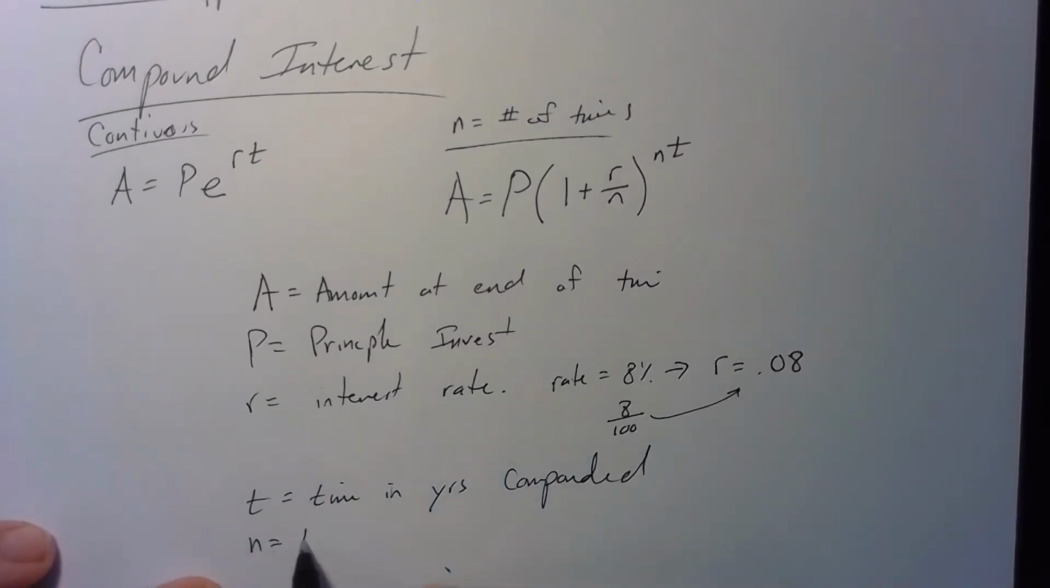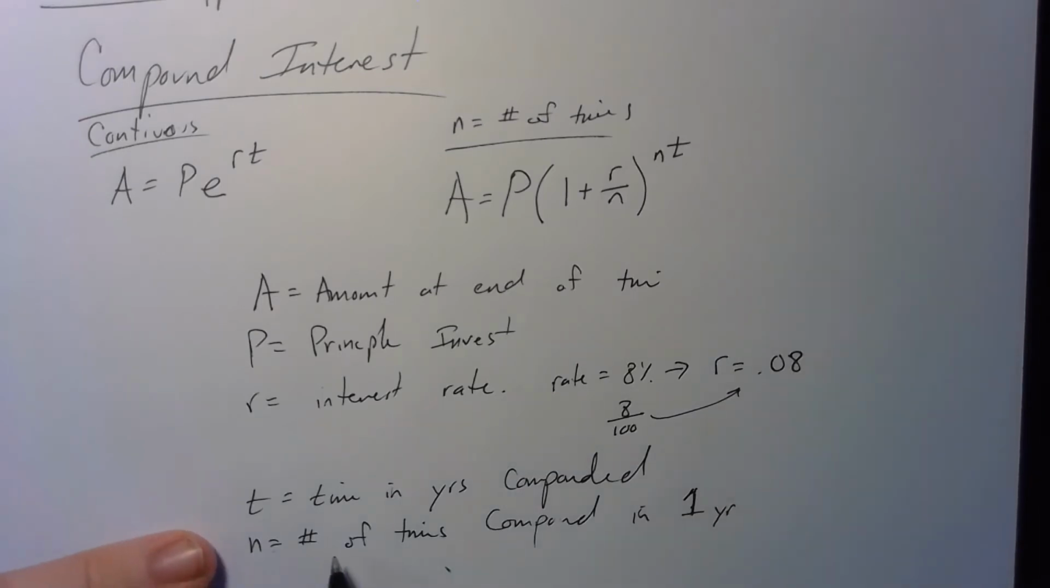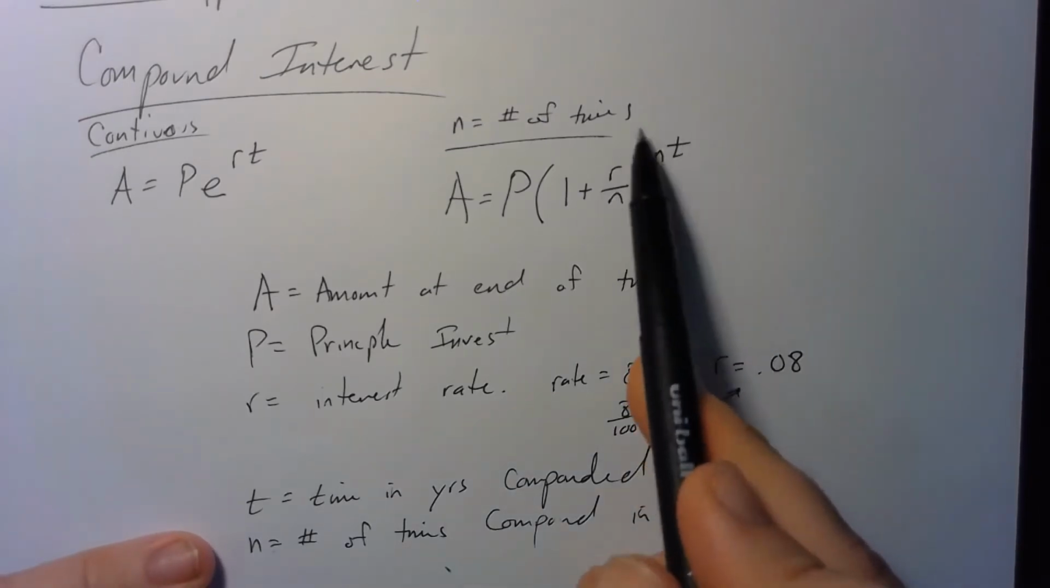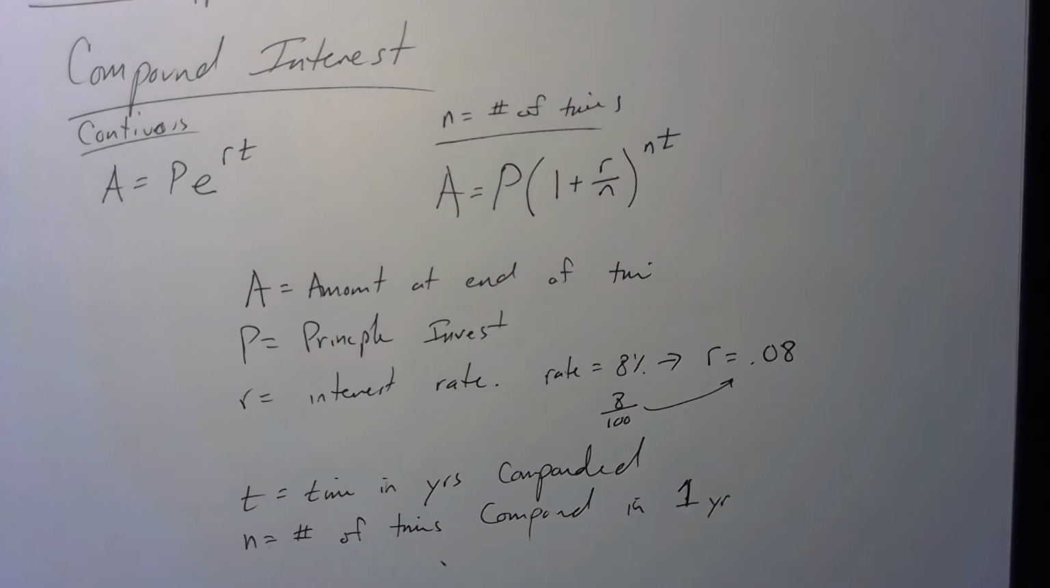But n is the number of times you're compounding this in a single year, in 1 year. It's very important that you identify that, because these two things together in this formula are going to change things. So that's your setup for these problems in terms of knowing the formulas. Now, you're going to pick between one of these two formulas based on the way that the question is worded.